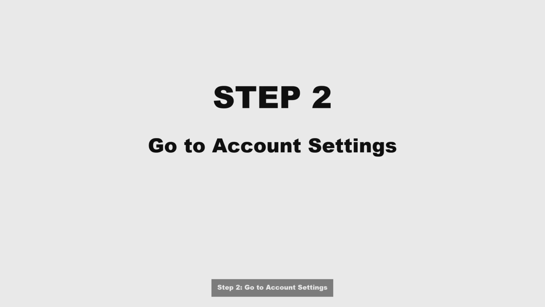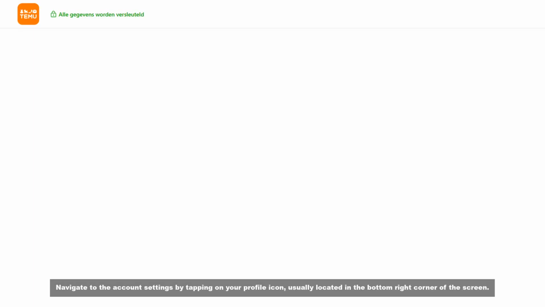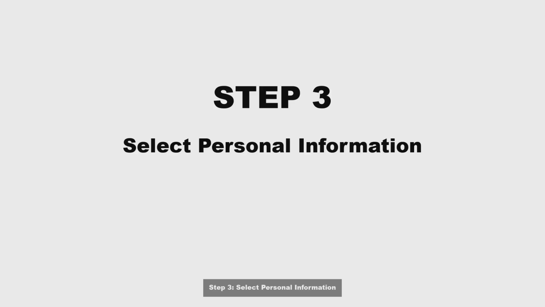Step 2. Go to Account Settings. Navigate to the account settings by tapping on your profile icon, usually located in the bottom right corner of the screen. Step 3. Select Personal Information.